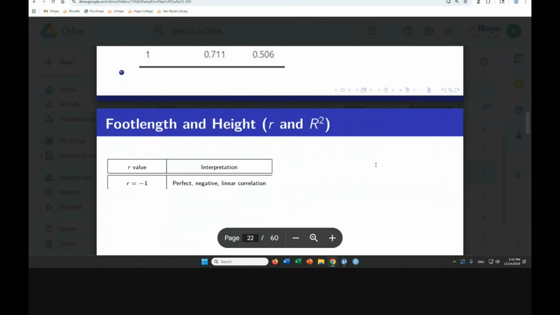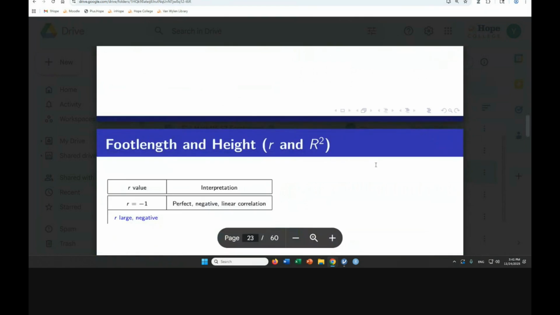So can you guess the next value of R I'm going to talk about? R is still negative, but large. You can write on your slide minus 0.8, something like that. Not quite minus 1, but not near 0 either. So let's say minus 0.9. What do you think the interpretation will be? Your R value is close to minus 1, but not quite minus 1. Is it still negative? Yes. So you still have negative linear correlation, but the word perfect is going to be replaced with, what do you think?